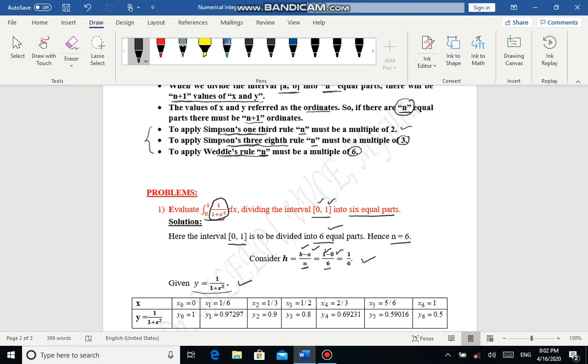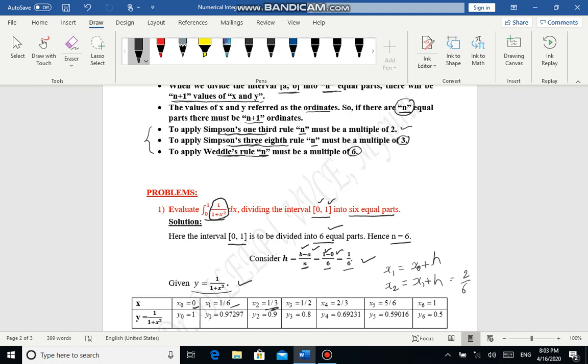I told you already, x0 is always your lower limit. So here x0 is 0. Now to find x1, the formula is x0 plus h. So x0 is 0, step length is 1 by 6, so x1 is 1 by 6. Now x2 is x1 plus h. x1 is 1 by 6, step length is 1 by 6, so you will get 2 by 6, which is 1 by 3.